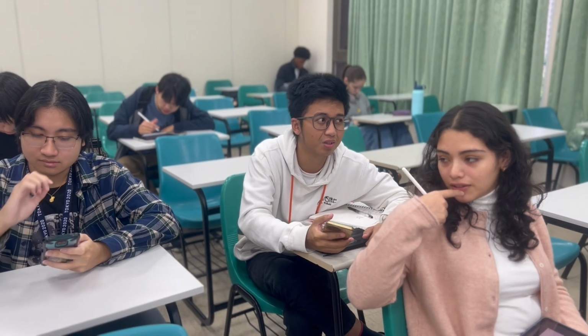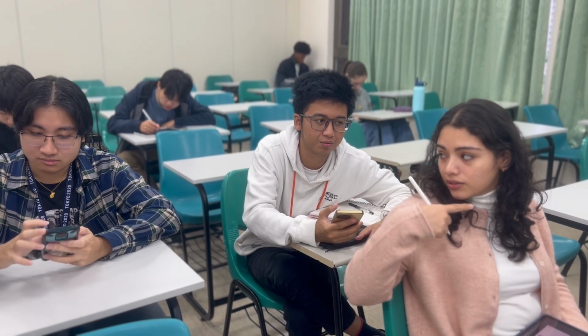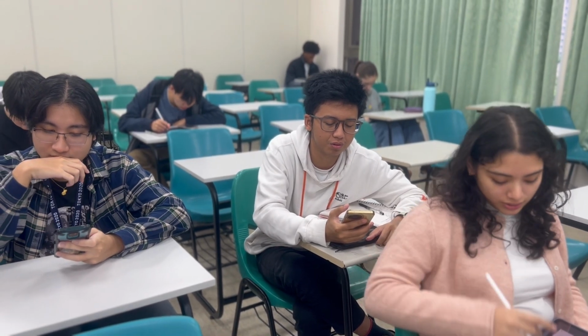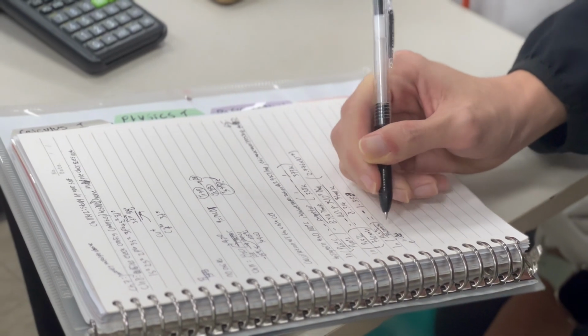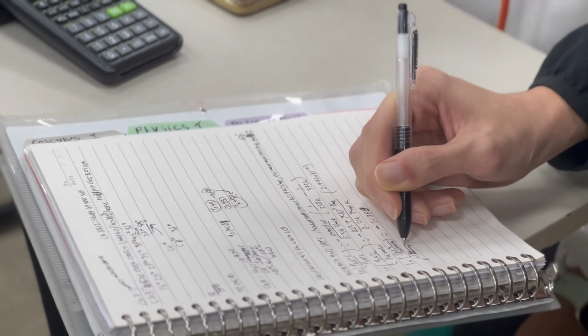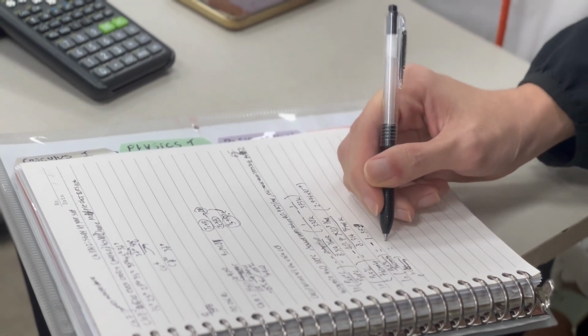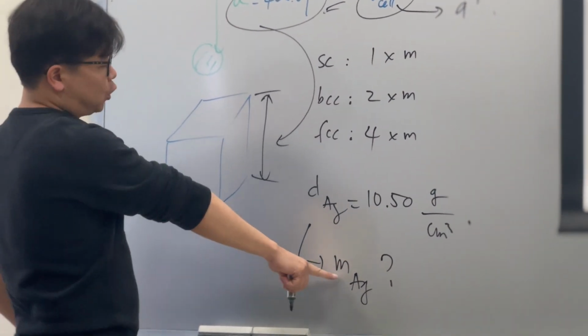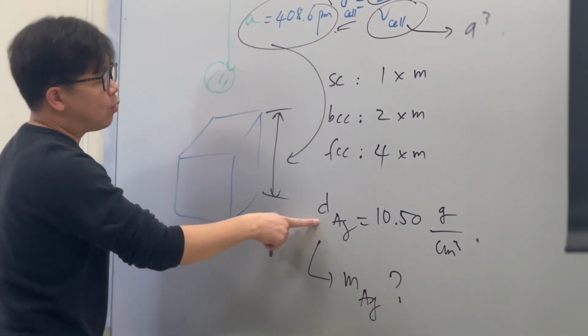To memorize the lowest and highest: highest is tungsten, lowest is mercury. Here we can see that they actually calculate the mass and they give you the density already.